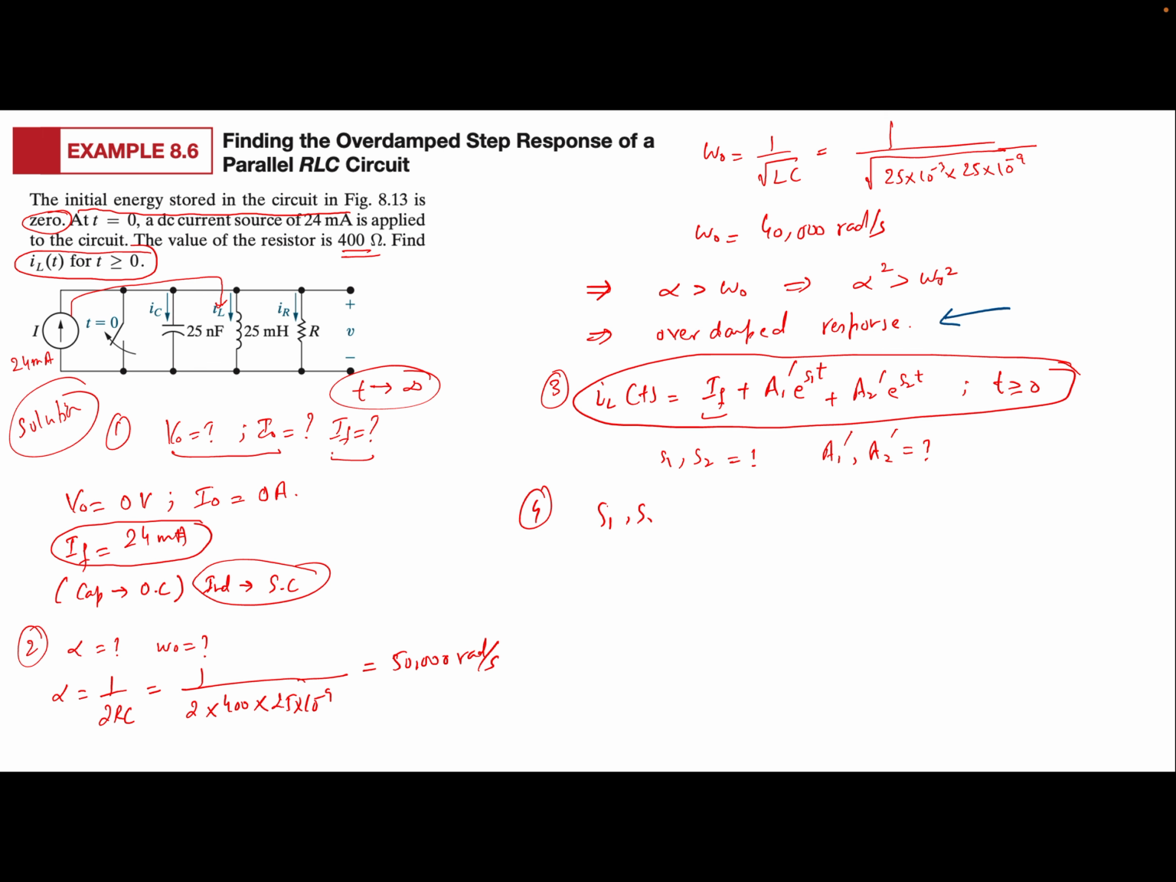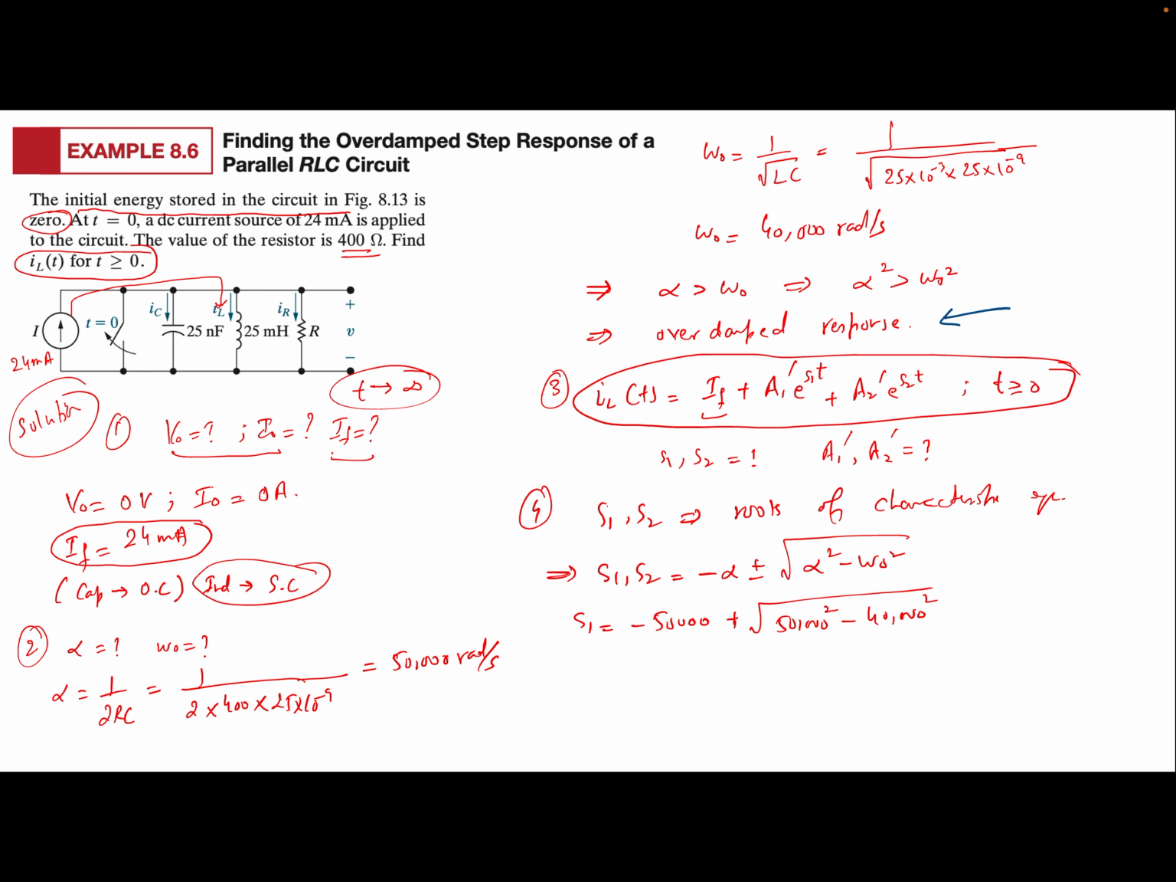Again, S1 and S2 are the roots of the characteristic equation, and we know that S1, S2 equals minus alpha plus or minus the square root of alpha squared minus omega naught squared. So S1 is going to be equal to minus alpha, which is minus 50,000, plus the square root of 50,000 squared minus omega naught squared, minus 40,000 squared, right?